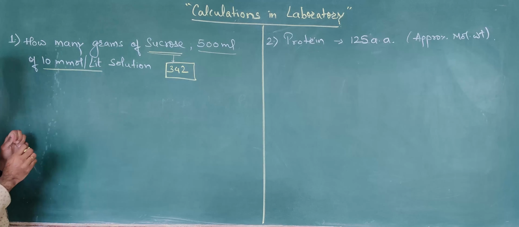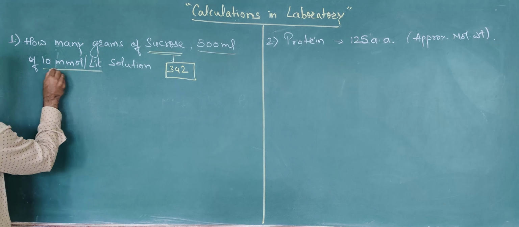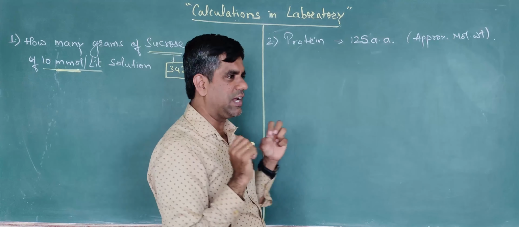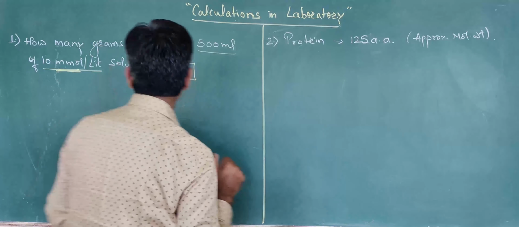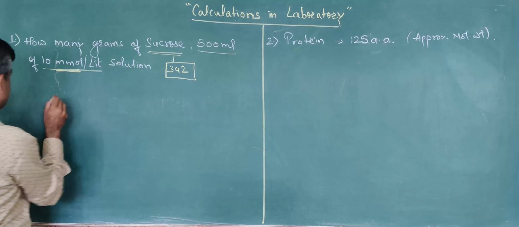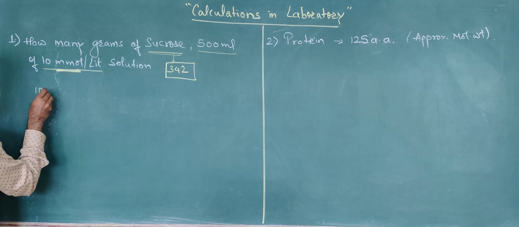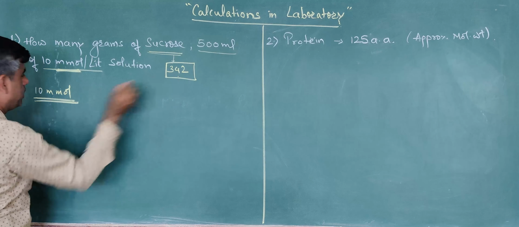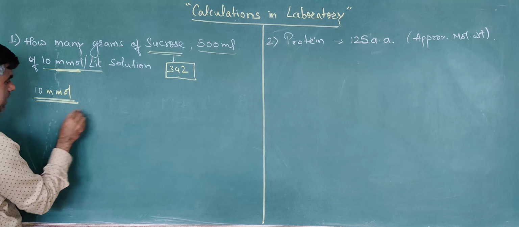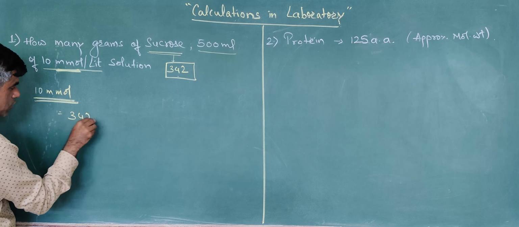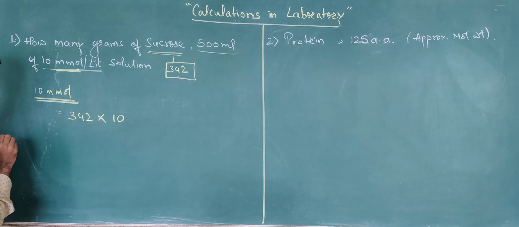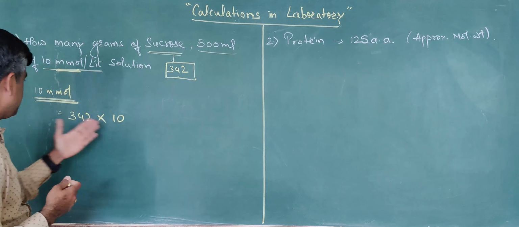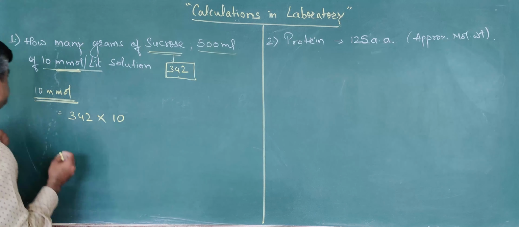Now I want to work in millimoles, so let us keep things in milligrams first. For a 10 millimolar solution, the molecular weight multiplied by 10, so this would be 342 multiplied by 10.